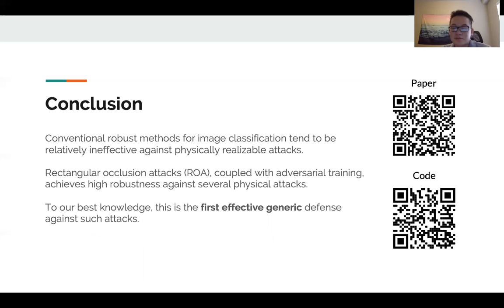Therefore, in this work, we first evaluate the conventional robust methods for image classification and show that they are relatively ineffective against physically realizable attacks. Then we introduced rectangular occlusion attacks, called ROA, and with adversarial training, it achieves high robustness against physical attacks. To the best of our knowledge, this is the first effective generic defense against those attacks. We also find other very interesting properties of our method. For example, we didn't have a big natural accuracy drop.